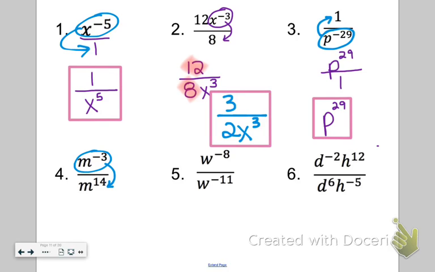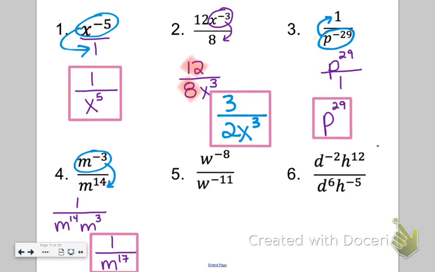Number 4, m to the negative third wants to leave. It wants to move to the denominator, so we're going to rewrite it down there as m to the positive third. Once again, when something leaves the numerator and nothing's there, we need a 1 as a placeholder. The only thing left to do for this problem is to use our multiplication rule, which says add our exponents. 14 plus 3 gives us m to the 17th.